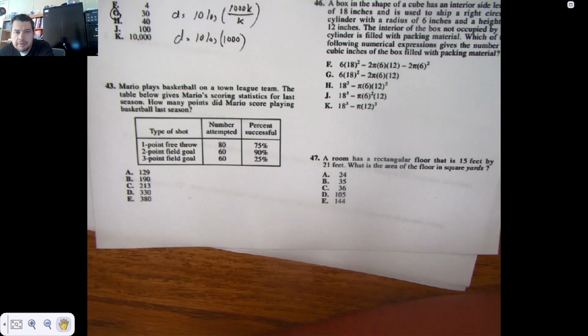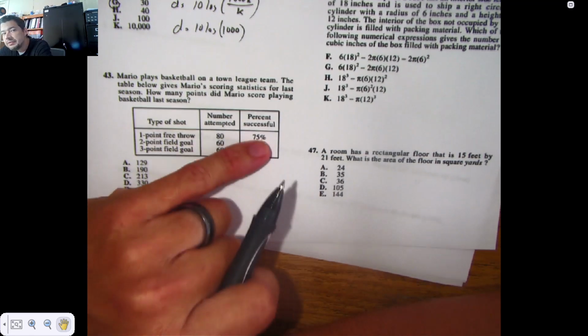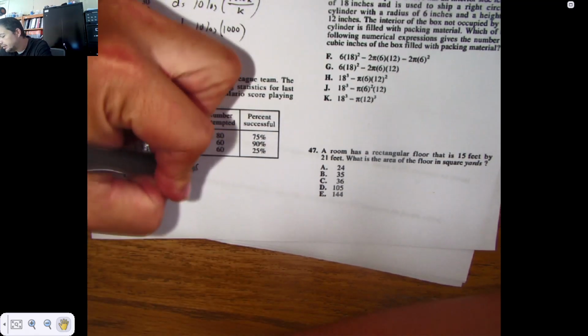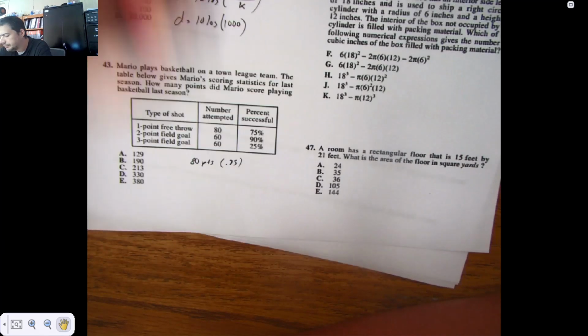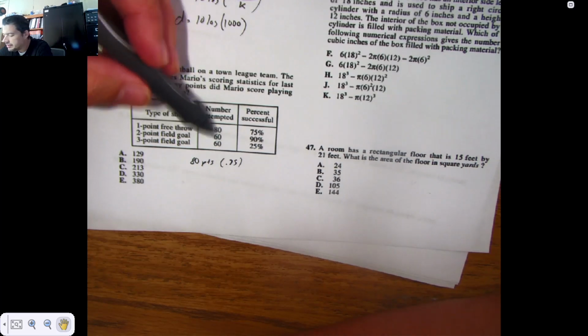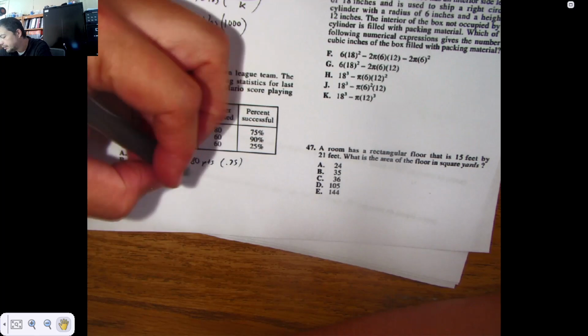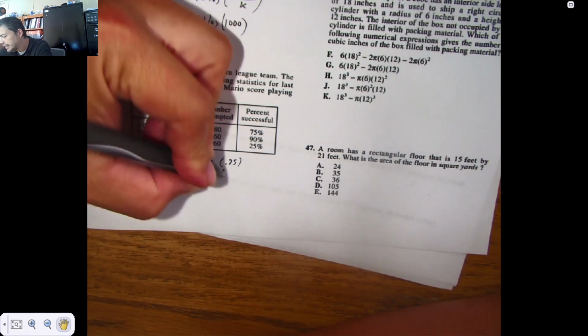Mario plays basketball on a town league team. The table below gives Mario's scoring statistics for last season. How many points did Mario score playing basketball last season? All right, so he made 81-point free throws, and he was successful 75% of the time. So 81-point free throws is going to be worth 80 points, and he gets 75% of that. 2-point field goals, he made 60 attempts, which would be 120 points total, and he gets 90% of that.